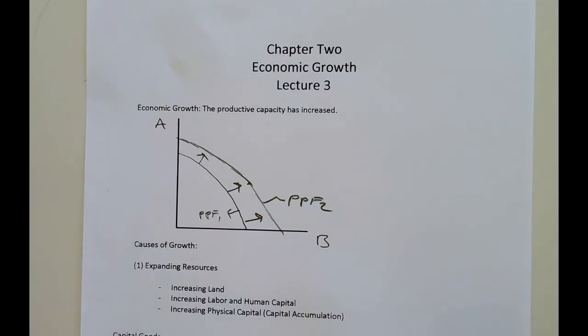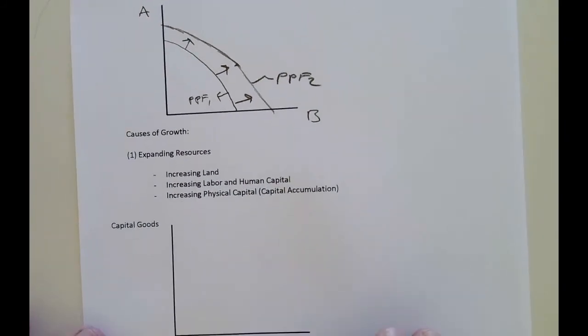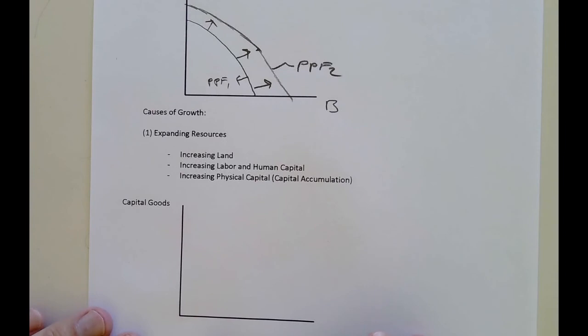And economic growth is caused by two main factors. One, we can expand the amount of resources we have. One way to do that is by increasing the amount of land.